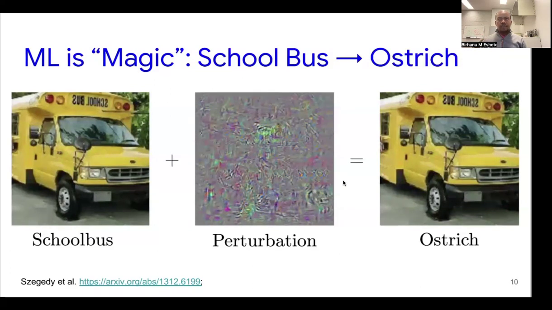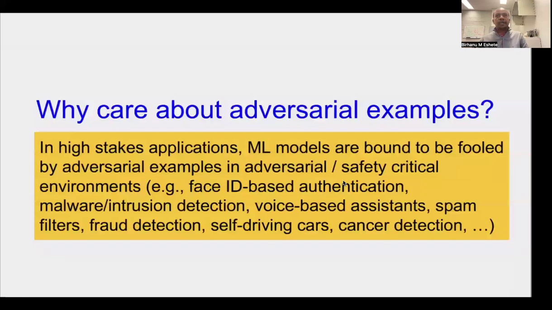Okay, so you might wonder, these are simple image classification tasks, and I may not be doing anything sensitive or consequential using these toy datasets. I would say, sure, but there are implications of this kind of perturbation on machine learning models that we use in very sensitive high-stakes applications. So in high-stakes applications, machine learning models are bound to be fooled by adversarial examples in adversarial or safety-critical environments.